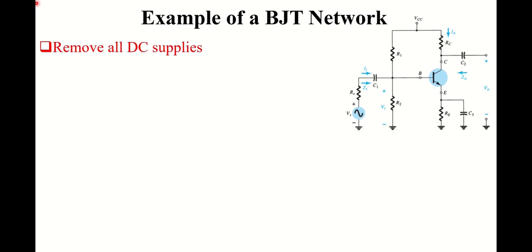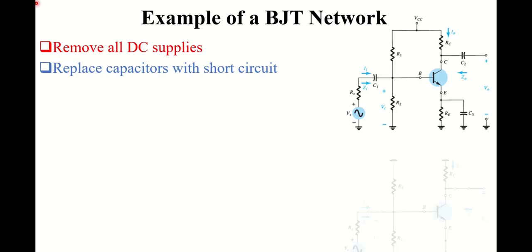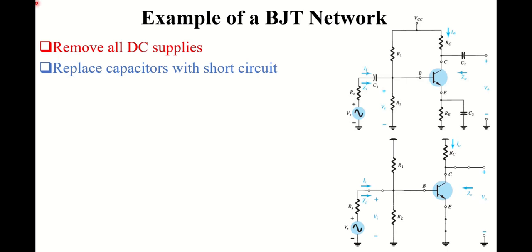DC supplies only determine the DC level of the output voltage and have nothing to do with the magnitude of AC output. The next step is to remove the coupling capacitors C1 and C2 and bypass capacitor C3, or replace them with short circuits. After following these two steps, your circuit will look like the one shown in this figure, in which you can clearly see that all the DC supplies and capacitors have been replaced with their short circuit equivalents.